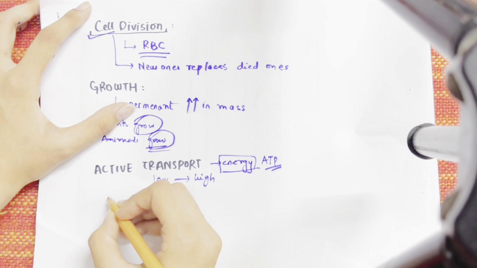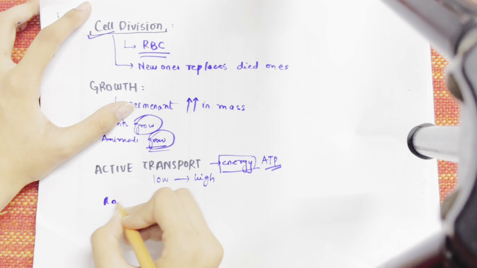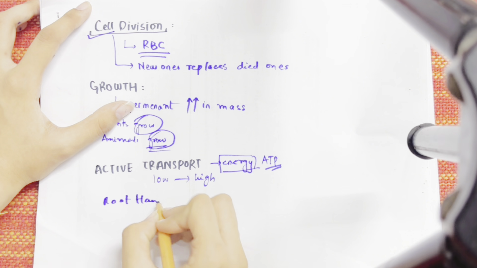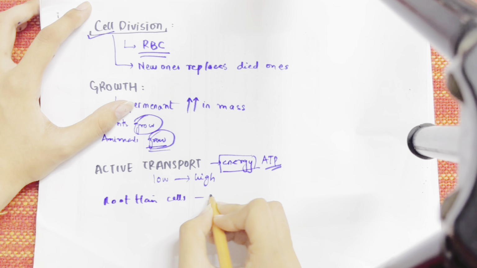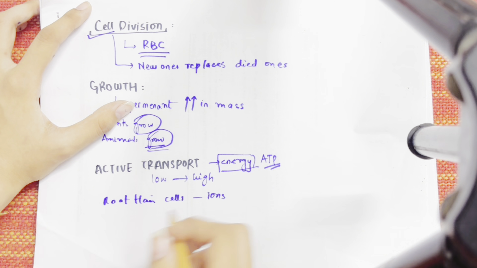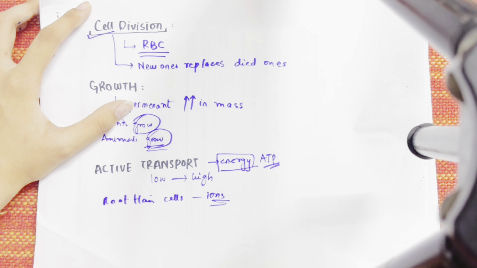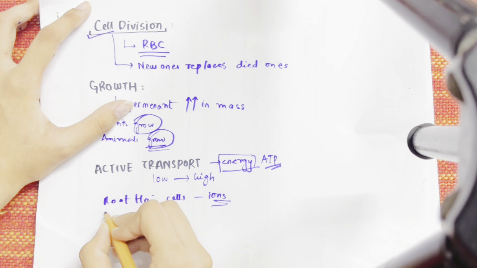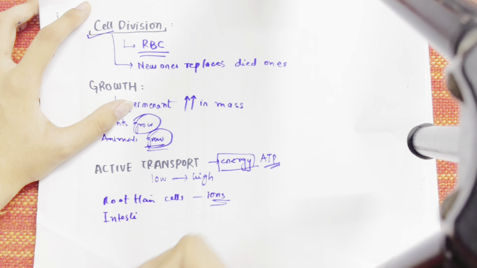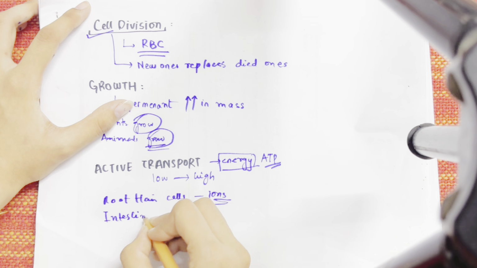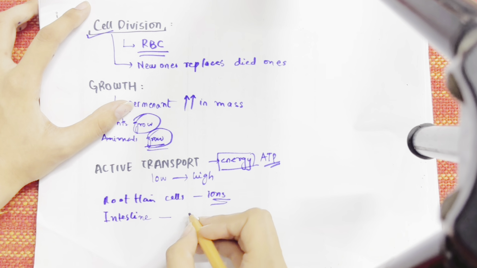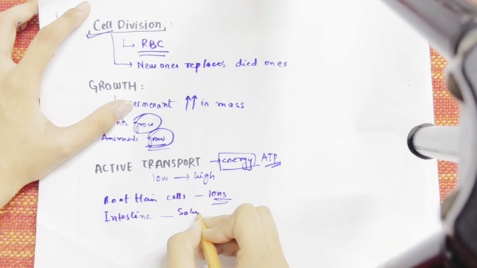And where does it take place? Let's take an example of active transport that very commonly takes place in the root hair cells, in the transport of ions. Whenever ions are transported in the root hair cells from the root to the upper part of the plant, active transport is taking place. Or you can take another example related to human beings, that is the intestine. Soluble glucose or amino acids are taken up by the intestine into the blood by the process of active transport.